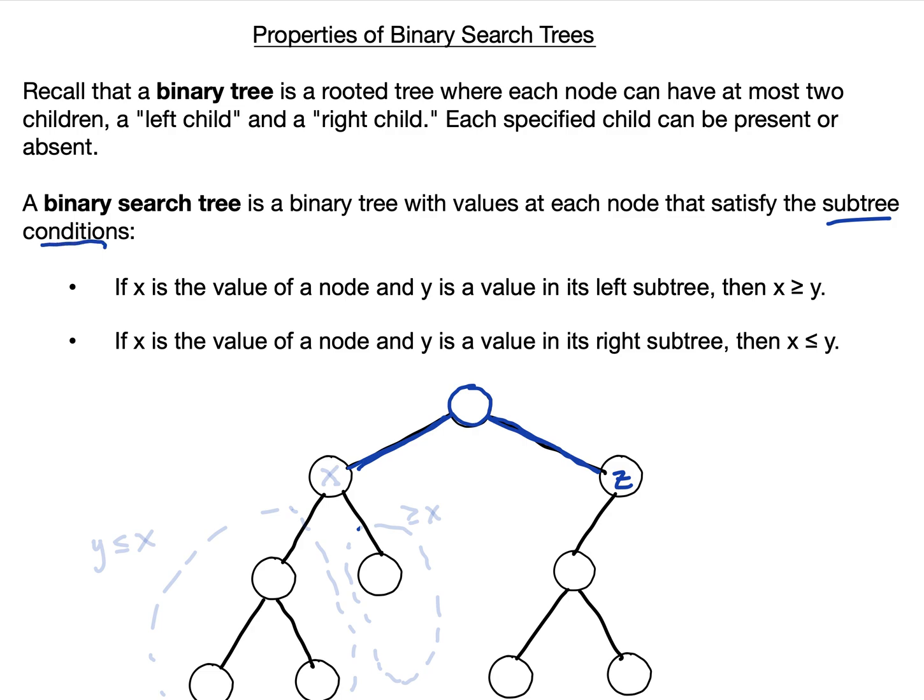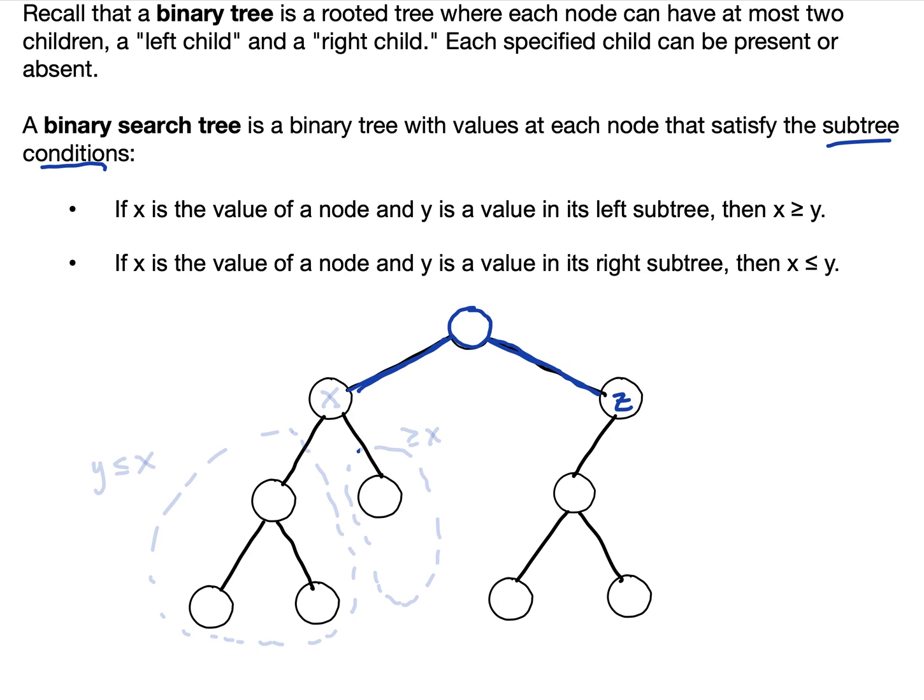And the subtree conditions are that if X is the value of a node and Y is the value of a node in its left subtree, then X must be greater than or equal to Y. So if this is the node X, then every node in the left subtree, so this entire piece is the left subtree of X, any node Y in there must be less than or equal to X, and any nodes in its right subtree must be greater than or equal to X. So everything over here, in this case, the entire right subtree is just that single vertex, but everything in that right subtree has got to be greater than or equal to X.